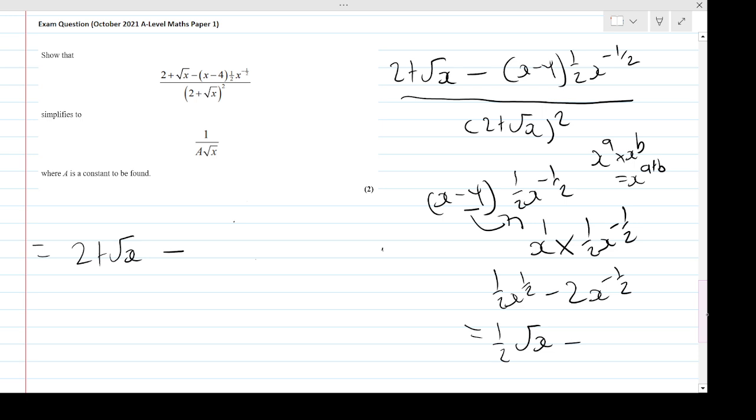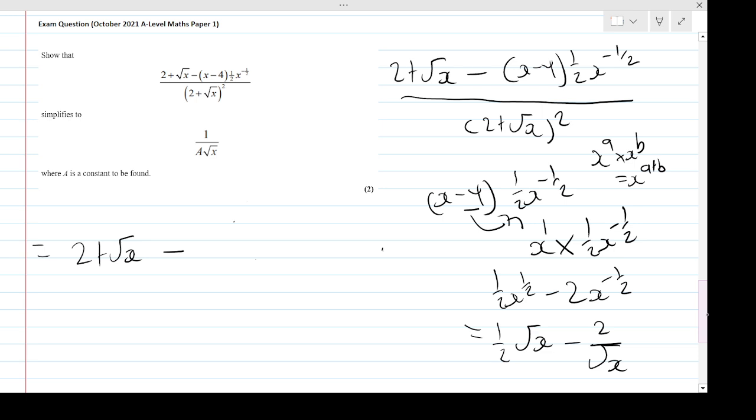And then we have take away 2, but then x to the minus a half. Remember, the negative is the reciprocal, so we need to create a fraction. So it's going to be 2 over x to the half. But then x to the half is again just root x. So that's what we're left with, okay?